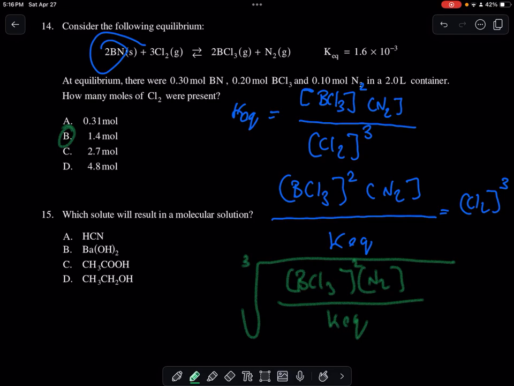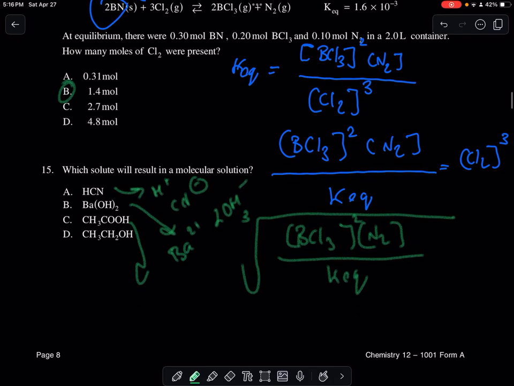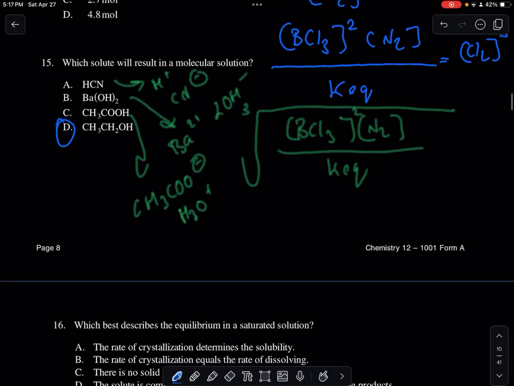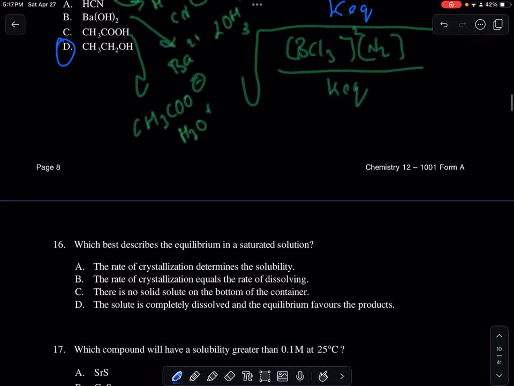Question 15. Which solute will result in a molecular solution? Okay, so a molecular solution, not an ionic solution, a molecular solution. So this will dissociate into ions, H plus and CN minus. This will dissociate into ions, so barium 2 plus and then 2 OH minus. This will also dissociate into ions because what we'll get is this. So the last one is which one doesn't dissociate, so it's going to be this. Alcohols don't tend to dissociate, so ethanol won't produce an ionic solution, it will produce a molecular solution.